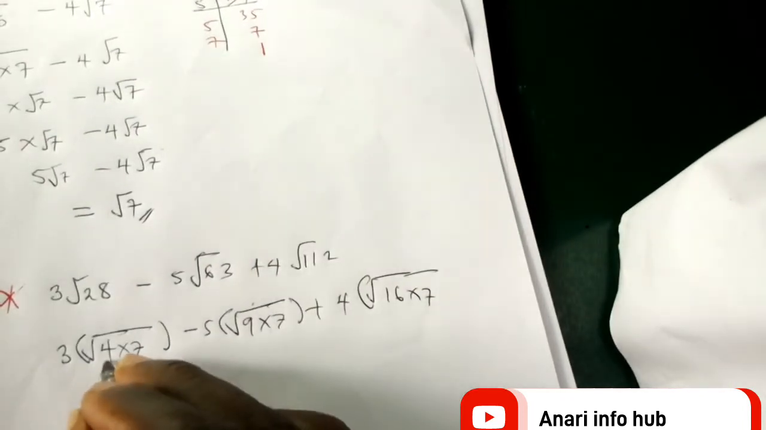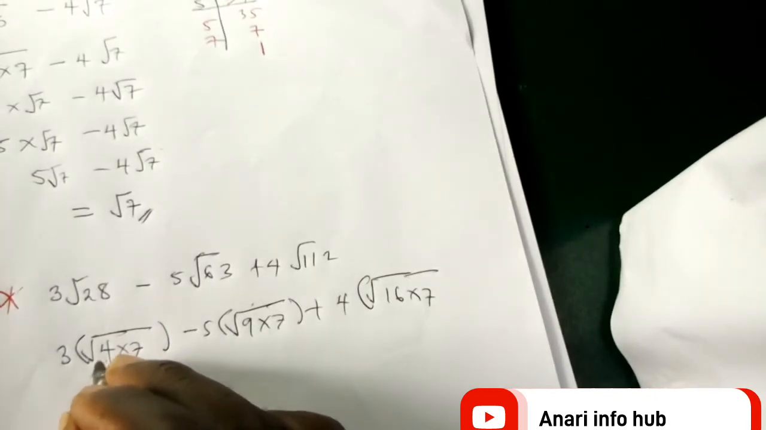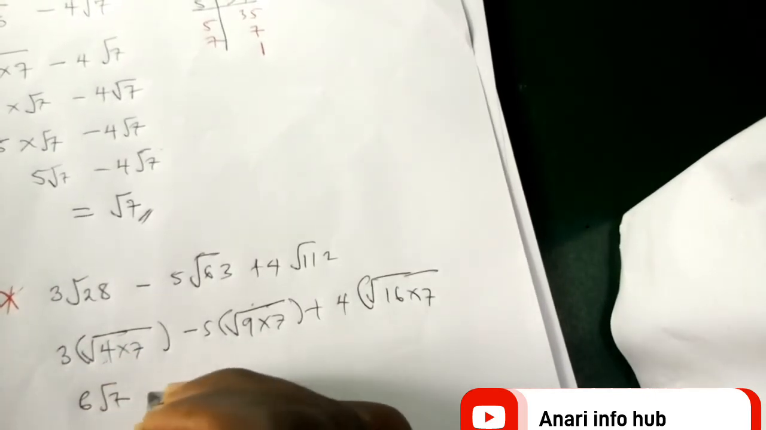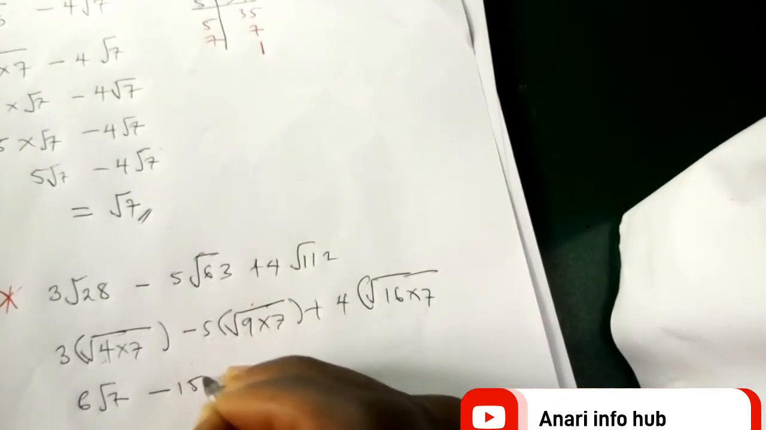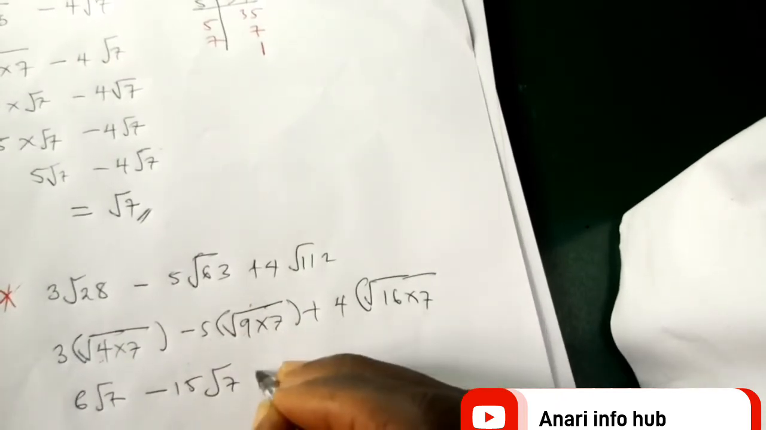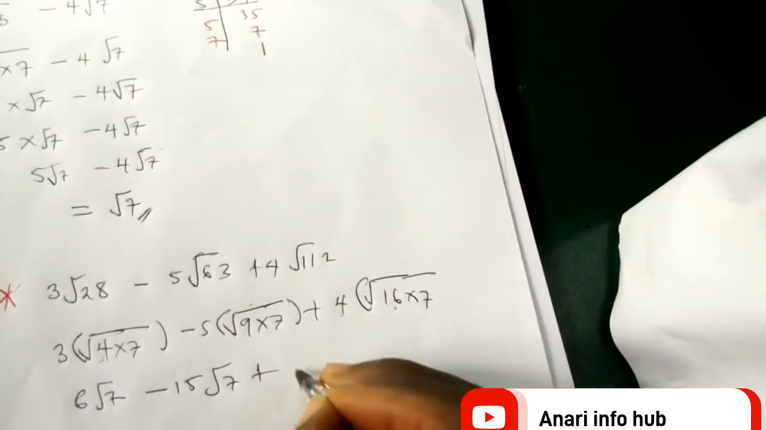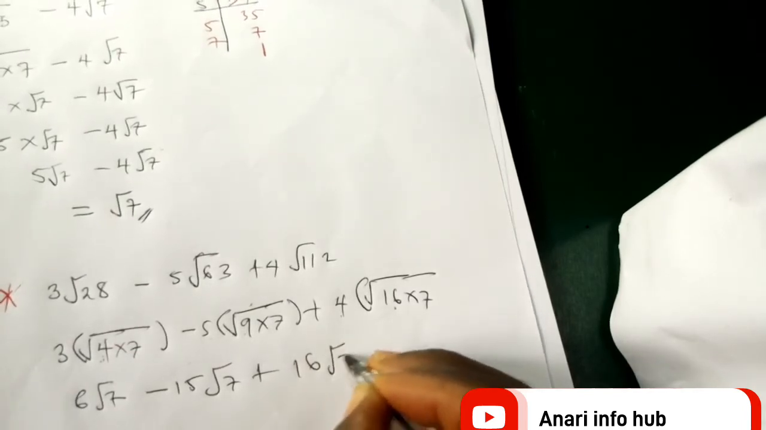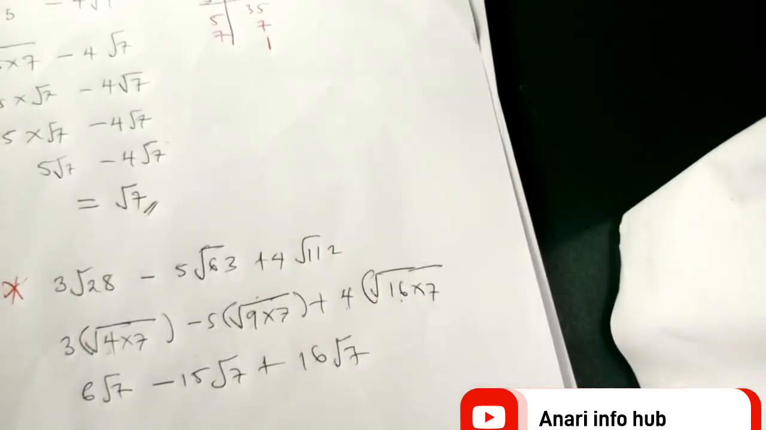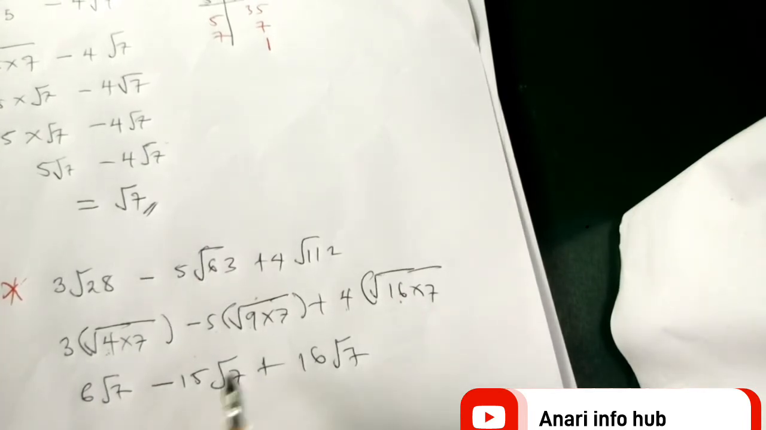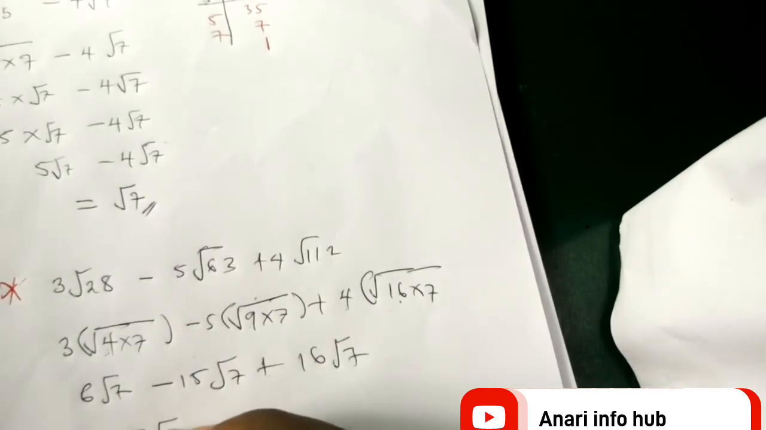Now the square root of 4 is 2, so 2 times this 3 is 6 root 7. Minus, the square root of 9 is 3, so 3 times this 5 is 15 root 7. Plus, you can see this 16 is a perfect square, so the square root is 4, and 4 times this 4 is 16 root 7. Now we are having 6 minus 15 plus 16, which will give us 7 root 7. Yes, 7 root 7.